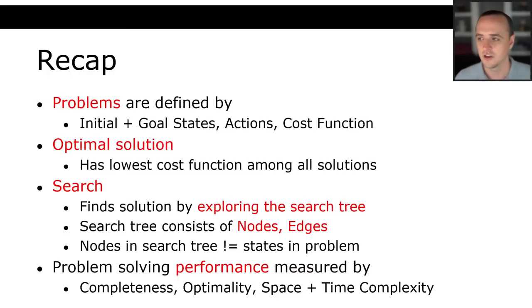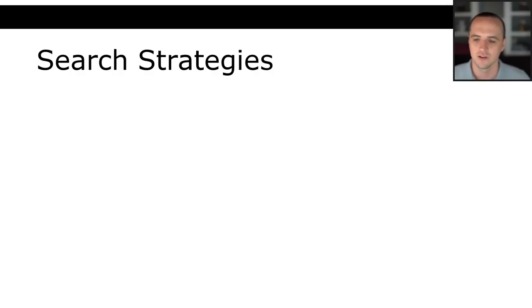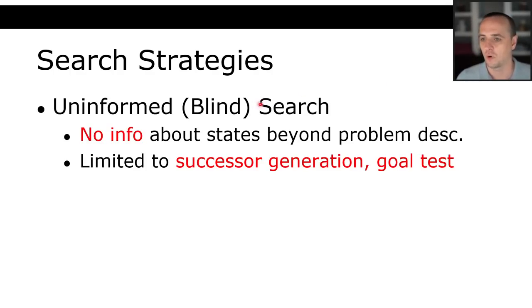So let's get into the second half of this lecture, where I actually talk about search strategies. We've been talking and talking about search strategies. What are they? Uninformed or blind search is a type of search, a high-level description of a search algorithm. In an uninformed or blind search, we have no information about the states beyond the problem description. So we are essentially limited to generating successors and testing whether it's the goal. Have we reached the goal? No, generate more children. Have you reached the goal?